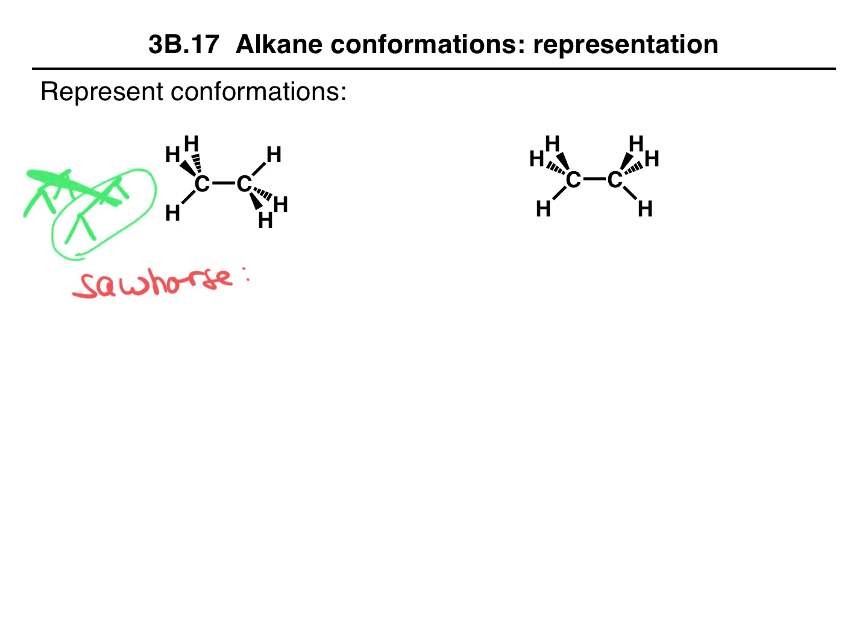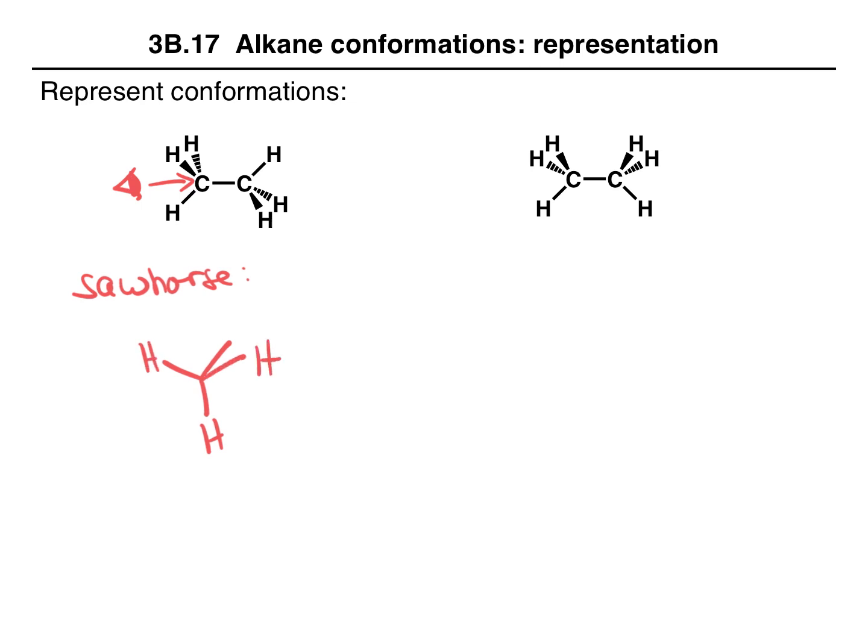So this is what we're talking about with a sawhorse. Now we have to see how we can apply this to showing conformations. Imagine that you are looking down the carbon-carbon bond. And so here is our front carbon, and here is our back carbon. On our front carbon, we have a hydrogen going straight down, a hydrogen up and to the left, and a hydrogen up and to the right.